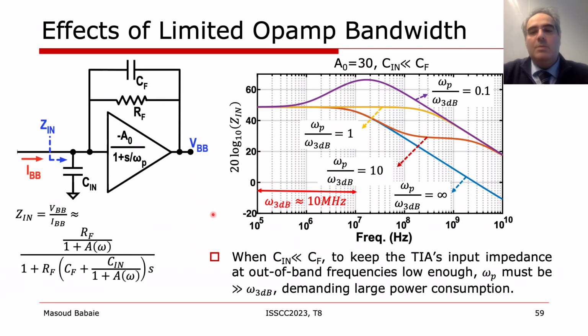Second, the Zin impedance must go down at out-of-band frequencies, since based on the standard, the power of the blockers increases at higher offset frequencies. This plot shows the input impedance of the transimpedance amplifier versus the baseband frequency for different omega p over omega 3 dB ratios when Cin is much smaller than Cf. Without Cin, even with omega p over omega 3 dB of 10, the Zin impedance does not drop at out-of-band frequencies between 100 MHz and 1 GHz, thus significantly degrading the receiver's blocker 1 dB compression point.